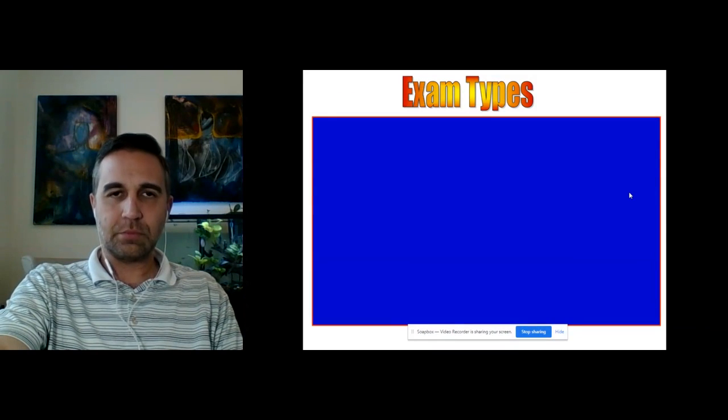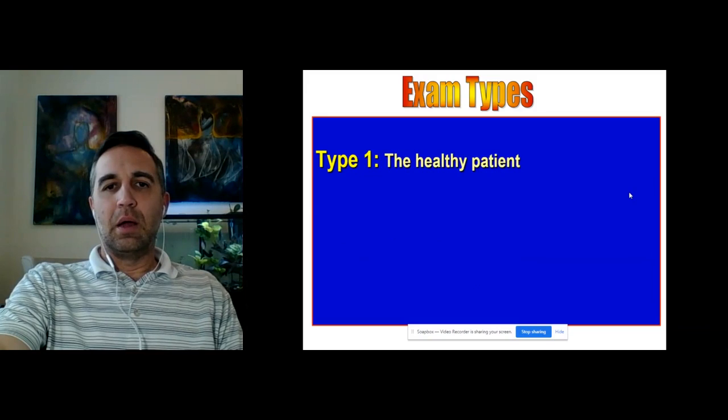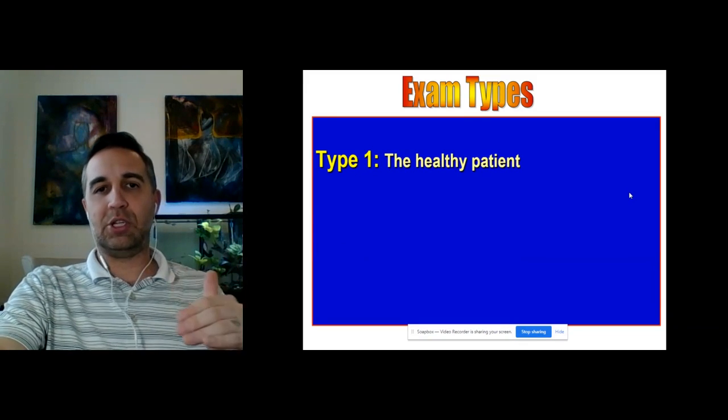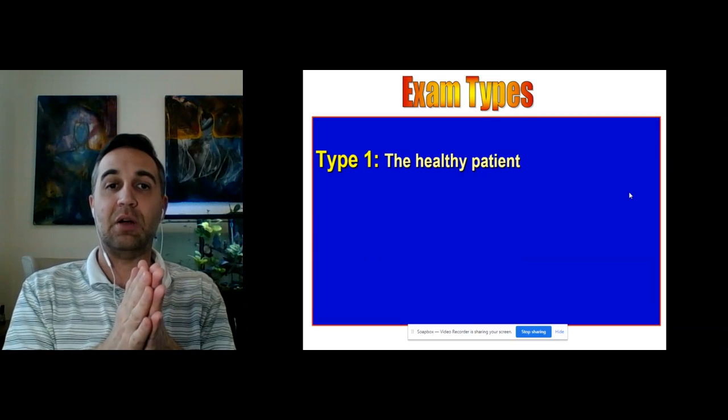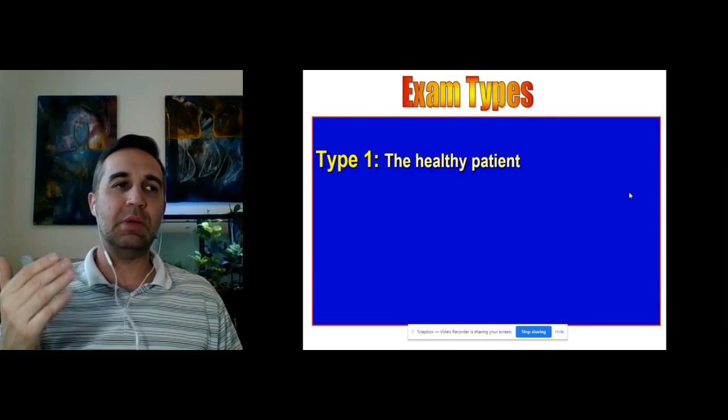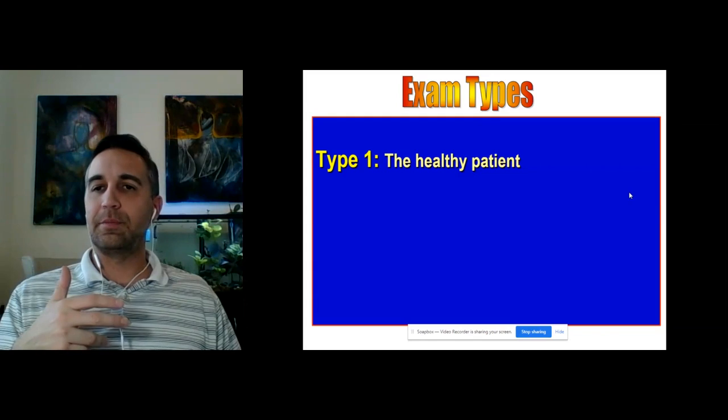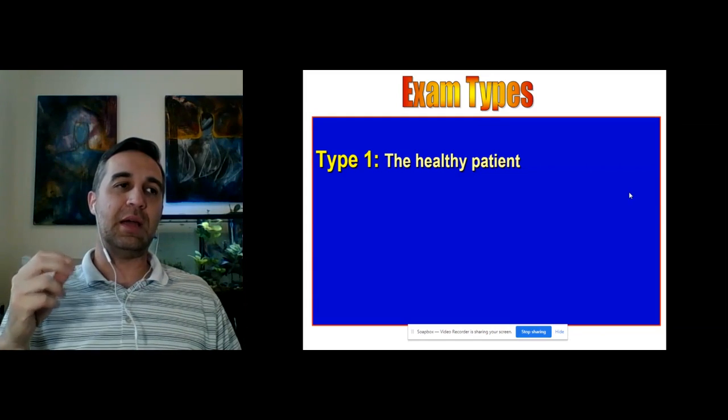So when you have a type 1 patient, a healthy patient, now you can define this. I want you guys to write this down and figure this out for yourself. A type 1 healthy patient means they have all their teeth and you're not going to diagnose crowns.